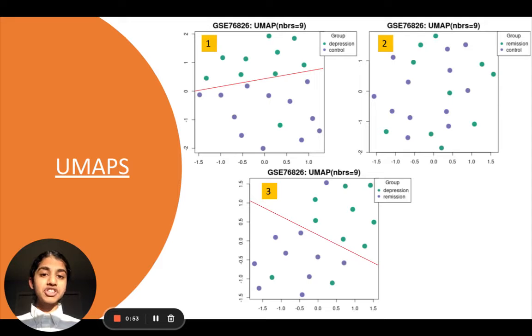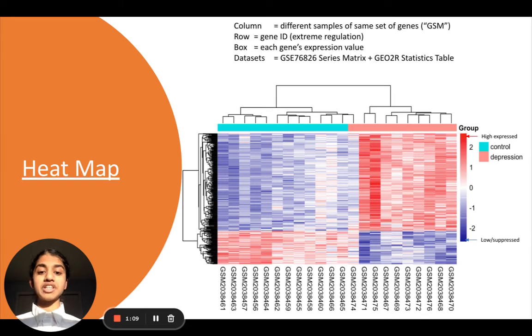The UMAPs show clear separations in depression versus control and depression versus remission groups. Overall, only depression versus control comparison had 2 separated groups with many significant p-values, so I continued further research solely on that comparison. The heat map shows the expression levels of each gene per sample.